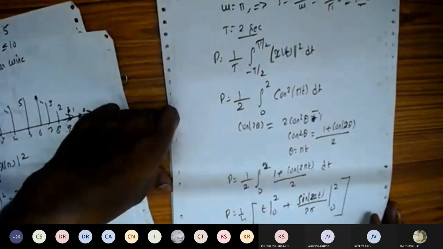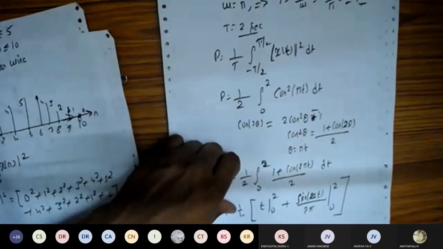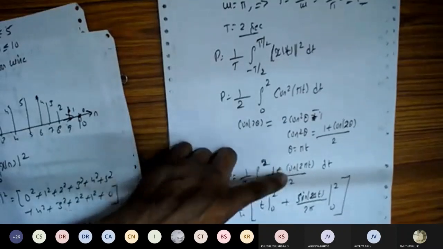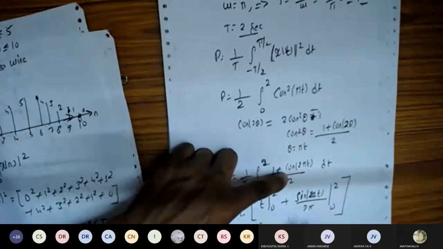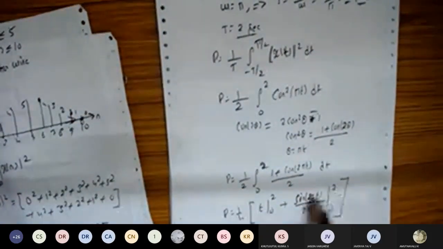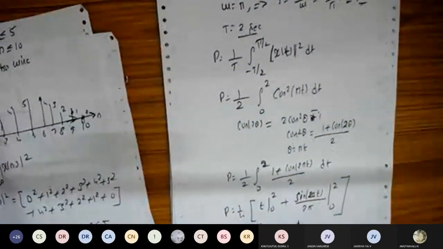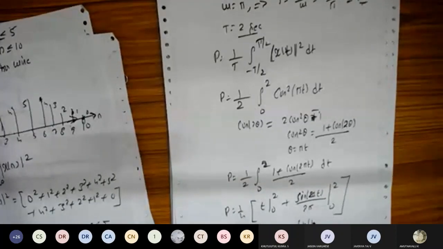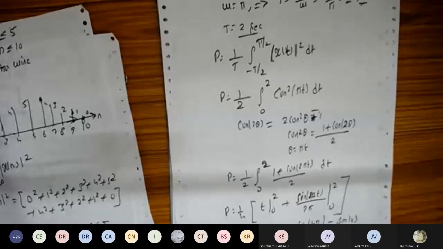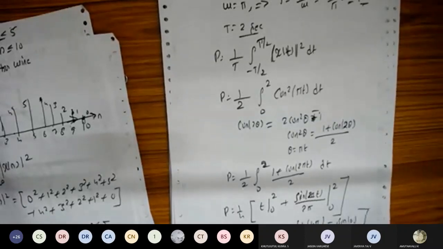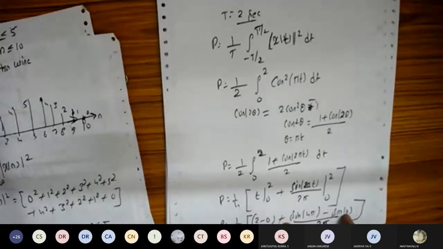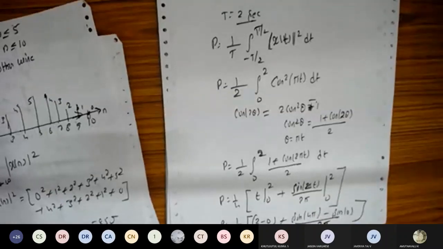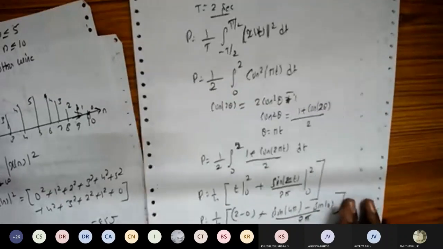Now P is equal to 1 by 4. Apply the limit: 2 minus 0, plus sin 2 pi t. If you substitute t equal to 2, it becomes sin 4 pi, minus sin 0, divided by 2 pi. The value of sin 0 is 0, and sin 4 pi is also 0. So this entire quantity becomes equal to 0.